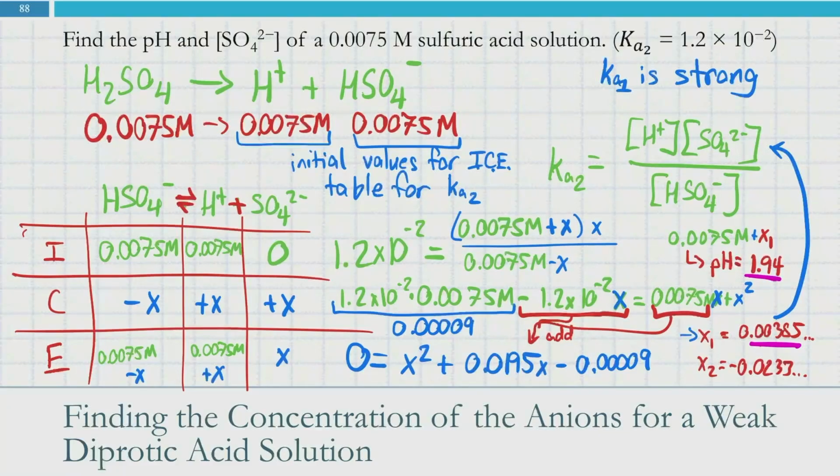Occasionally, sometimes, last class we saw that there are cases where we'll have two positive values, and you just have to plug them in and see what gives you a reasonable equilibrium value, either for H plus or for your anion.